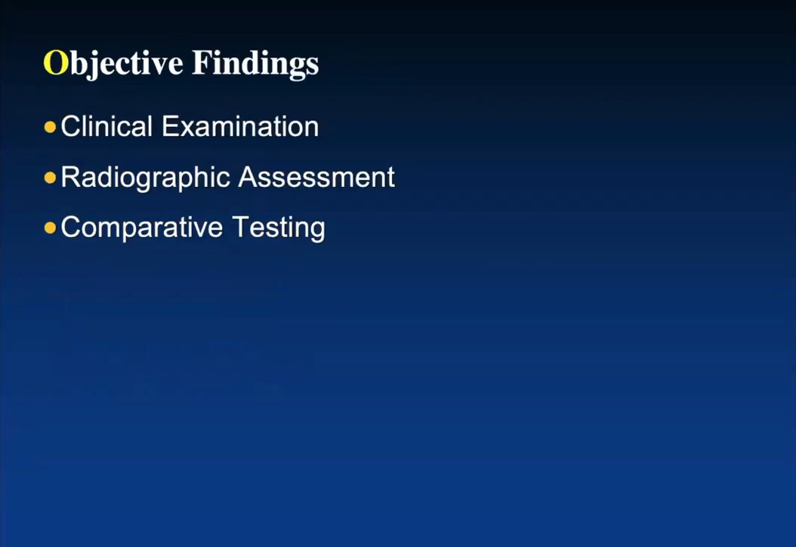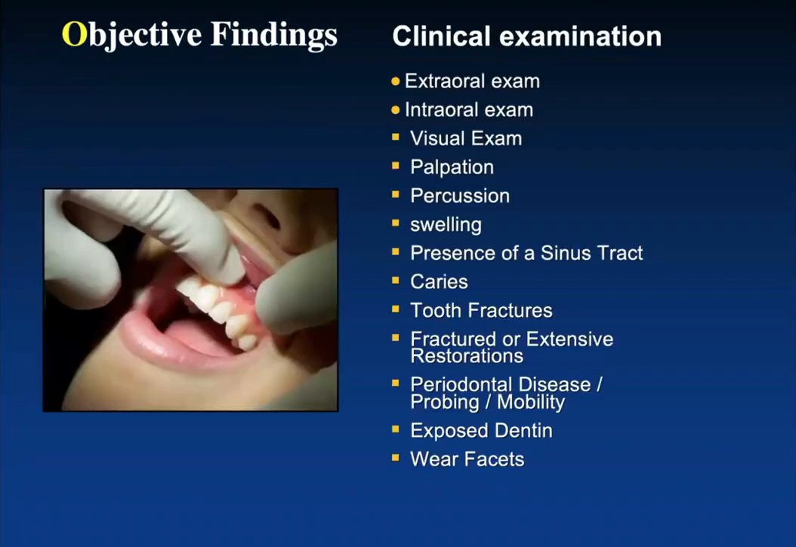Now, for the objective findings: the clinical exam, radiographic assessment, and comparative testing. Those are the 3 parts that can help us do our objective exam. We're going to go through them in detail.